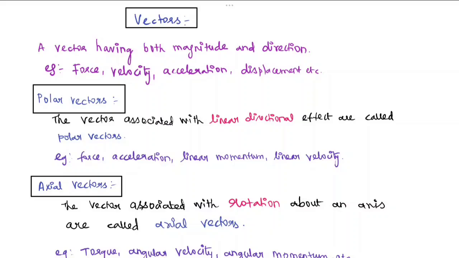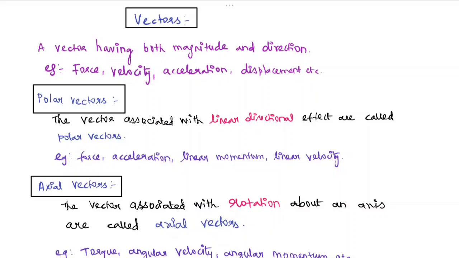Okay, then scalar has only magnitude. We will discuss that in the next slide. So a vector has both magnitude and direction. Some of the examples are force, velocity, acceleration and displacement.